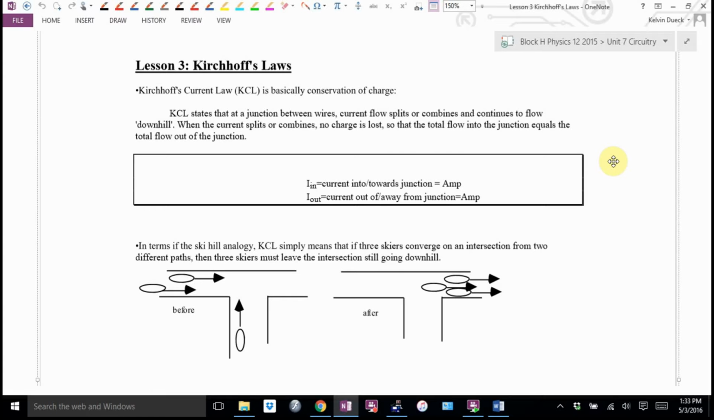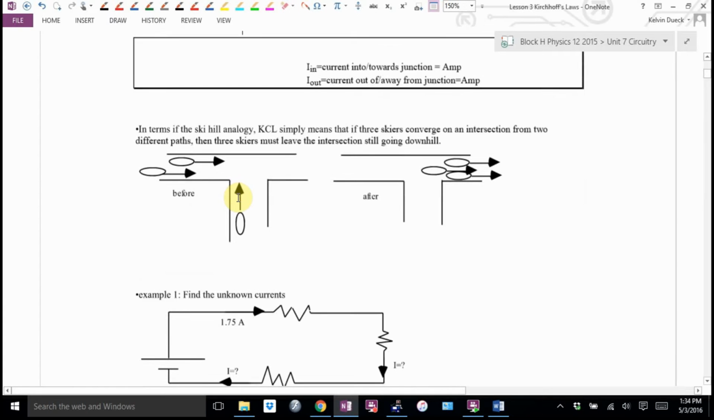It says that at a junction between wires, current flow splits or combines and continues to flow downhill. When the current splits or combines, no charge is lost, so the total flow into the junction equals the total flow out of the junction. Say, what? It's much easier to go here.